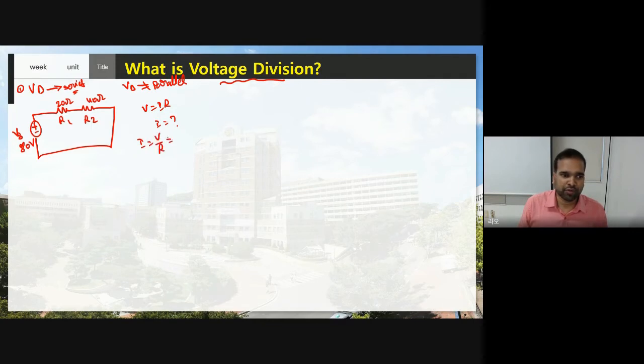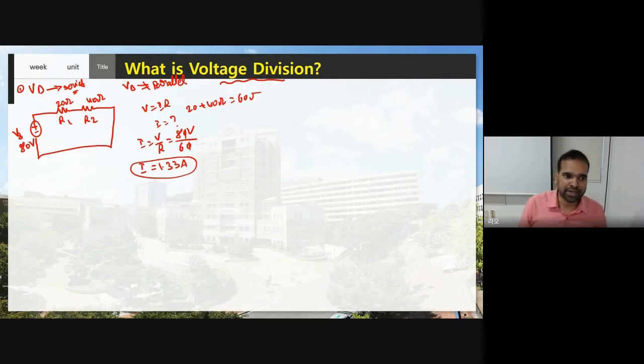The voltage is 80 volts. And what is R equivalent? These two resistors are connected in series, so I can add them: 20 plus 40 ohm equals 60 ohm. Therefore, the zeros get cancelled, and the current I equals 1.33 amperes. How much current is flowing through R1? 1.33, and the same current will flow through R2 also.